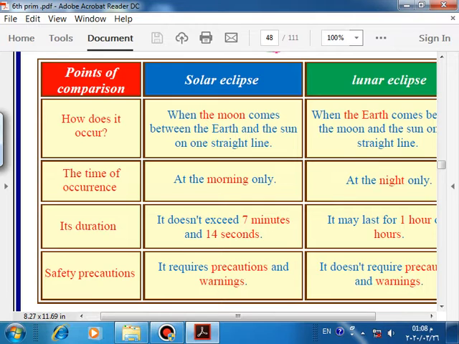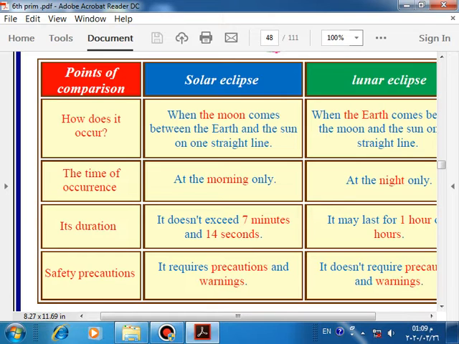At the end of the lesson, we must compare between the solar and the lunar eclipse. The solar eclipse occurs when the moon comes between the Earth and the sun on one straight line. The lunar eclipse occurs when the Earth comes between the moon and the sun on a straight line. The time: of course, the solar eclipse is in the morning and the lunar eclipse is at night.